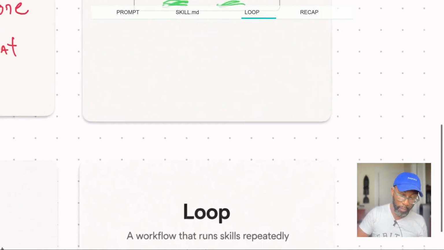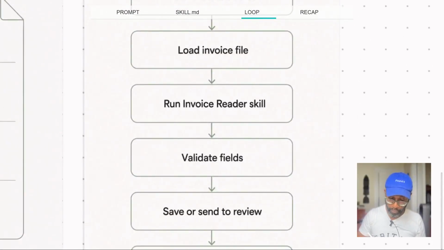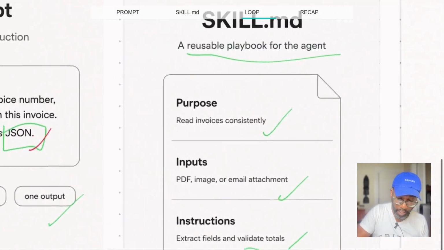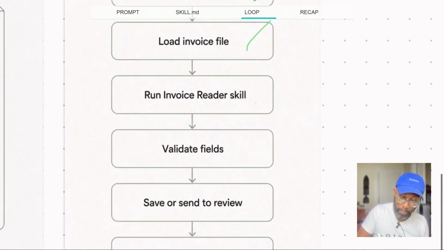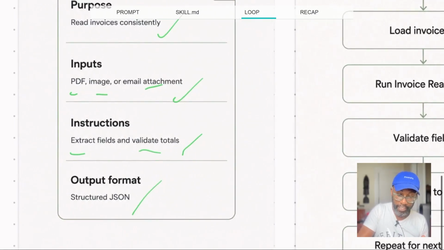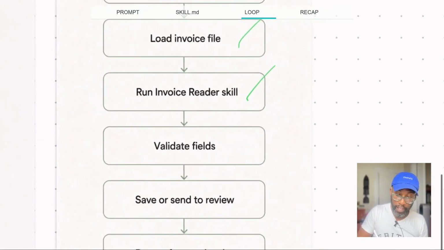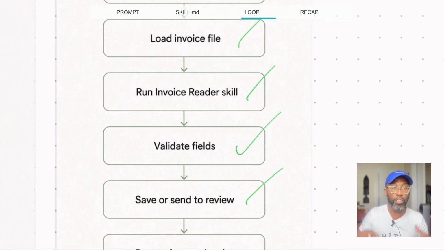And so what does that look like in practice? What does this workflow look like? You say a new invoice arrives. That is your trigger. The invoice arrives inside of a file, it arrives inside of your email, it arrives somewhere. And so it loads the invoice file, which could be a PDF, an image, or an email attachment, as we talked about. Then we run the invoice reader skill that we made. This skill right here is the invoice reader skill that gets run, and it validates the fields because that's a part of the process. And then it saves, sends, or reviews.